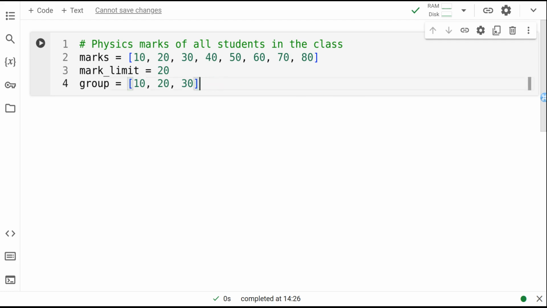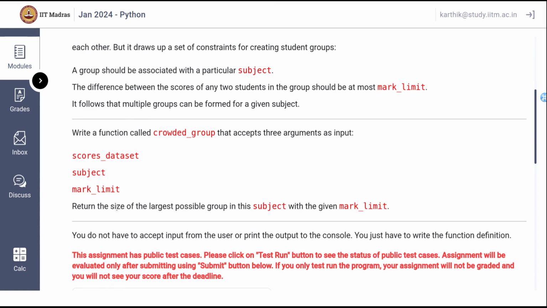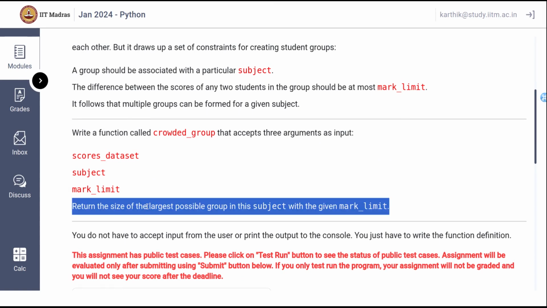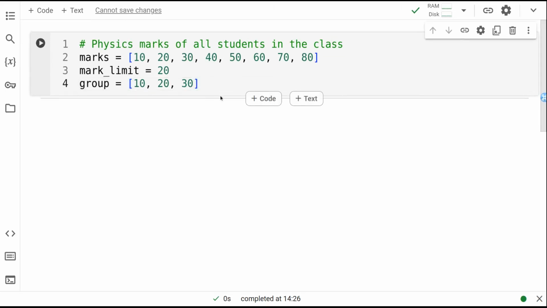Now let's go back to the question. What is the question asking us to do? You have to find out the largest possible group in this subject with this mark limit. So I'll now go back there. First we'll discuss the algorithm and then we'll start coding. So how do we do that? How do we find the largest group?